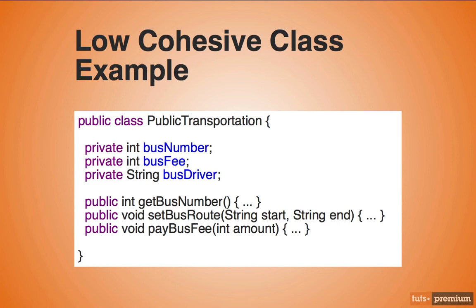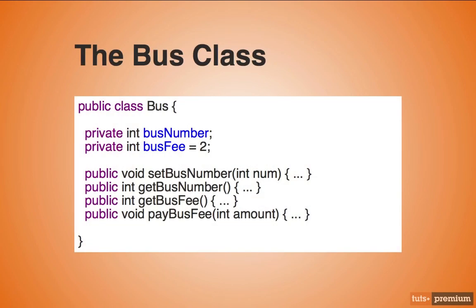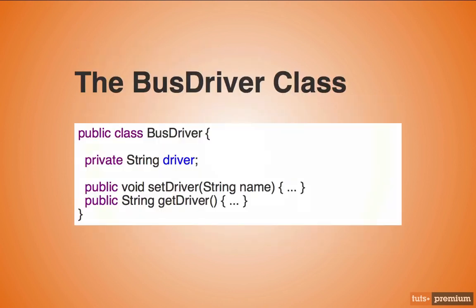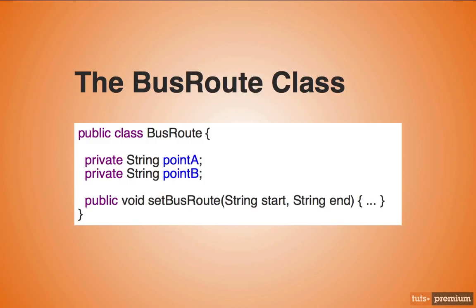So here's what it might look like if we moved the other entities into their own classes. We'll start with the bus class, which we can use to create individual buses, which would hold the bus number and the bus fee, and then we'll have various methods for working with the bus, such as paying the bus fee and getting the bus number. Then we have the bus driver class, which deals with only handling the drivers of the buses, and we can set and get the bus driver's name. Next, we have the bus route class. This class stores the starting location, point A, and the ending location, point B, which is the route that the bus will take. We also have a method to set the route that the bus should follow.